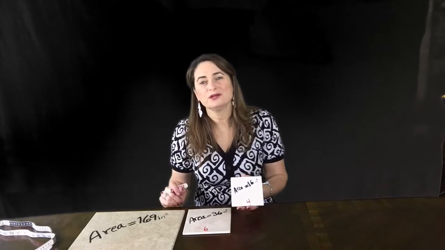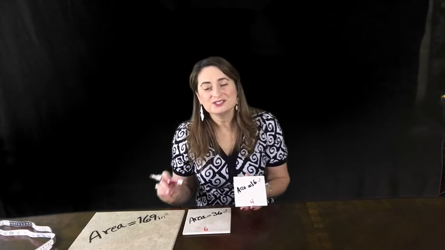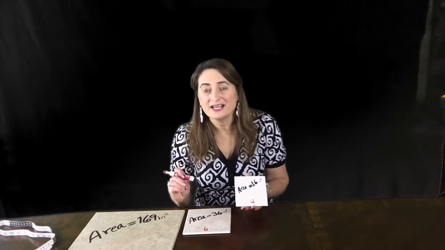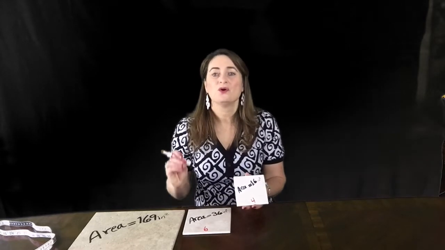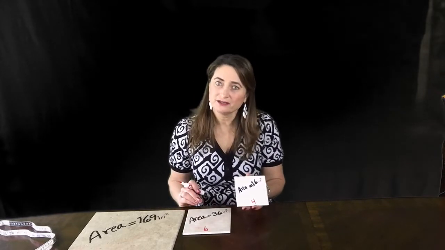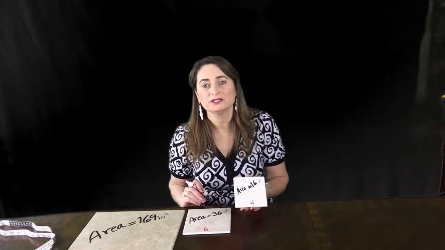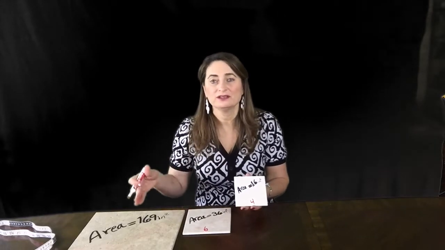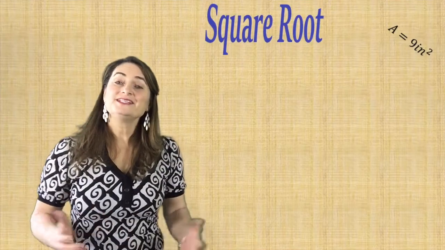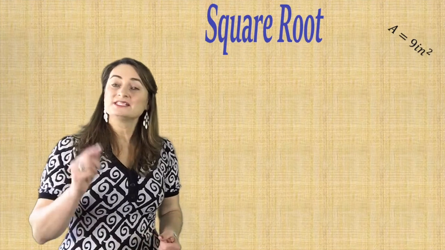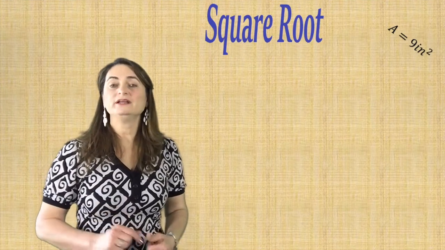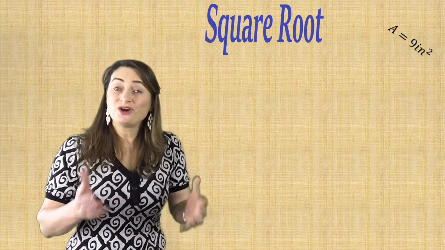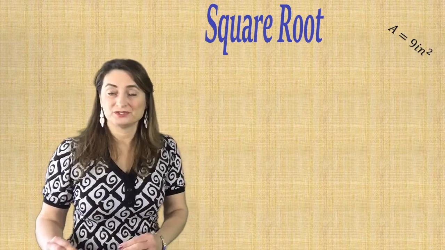But there is an easy way to do this, which takes us to today's lesson, which is finding the square root of a number or squaring a number. We will discuss the difference between squaring a number and the square root of a number and how we can find it without measuring. There is an easier way to find the side length of a square if you are given the area. It's called finding the square root.